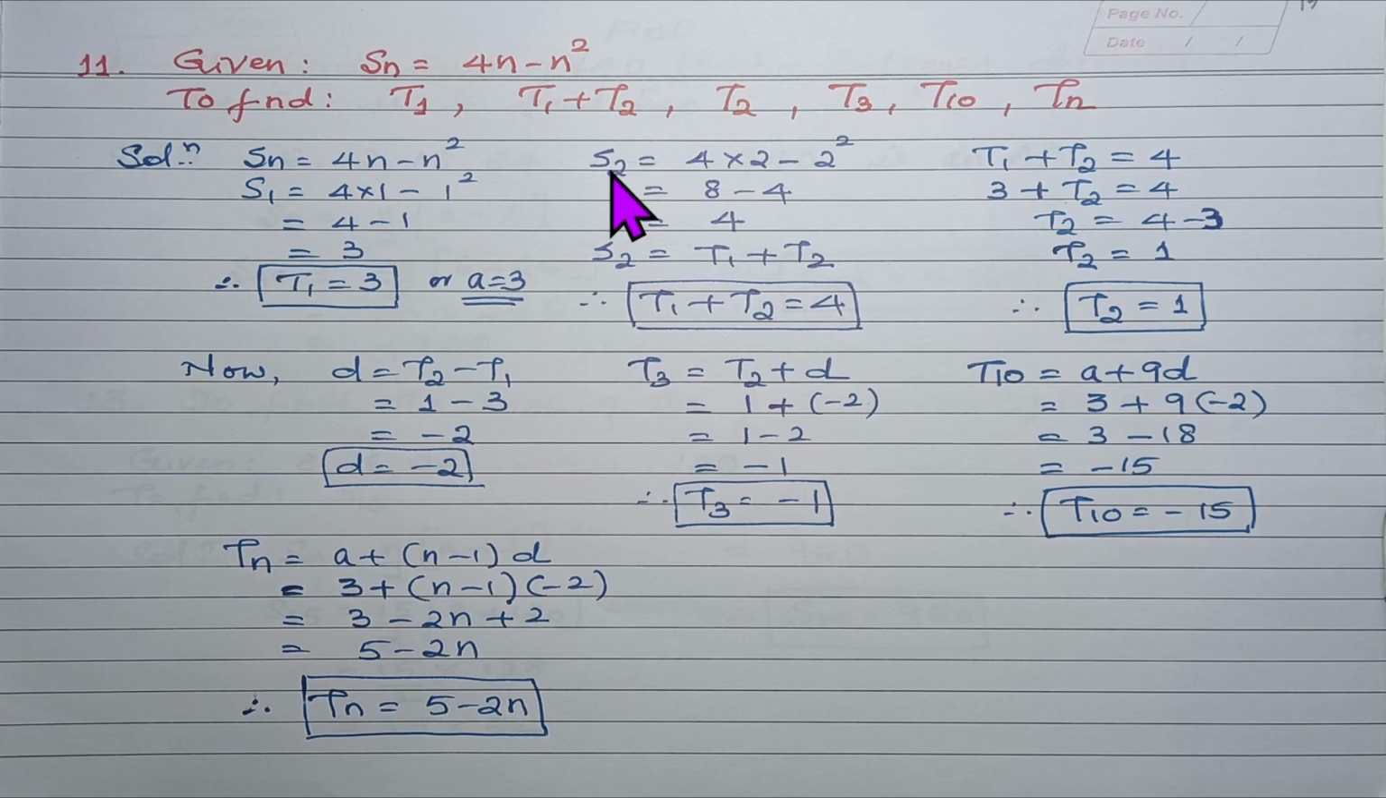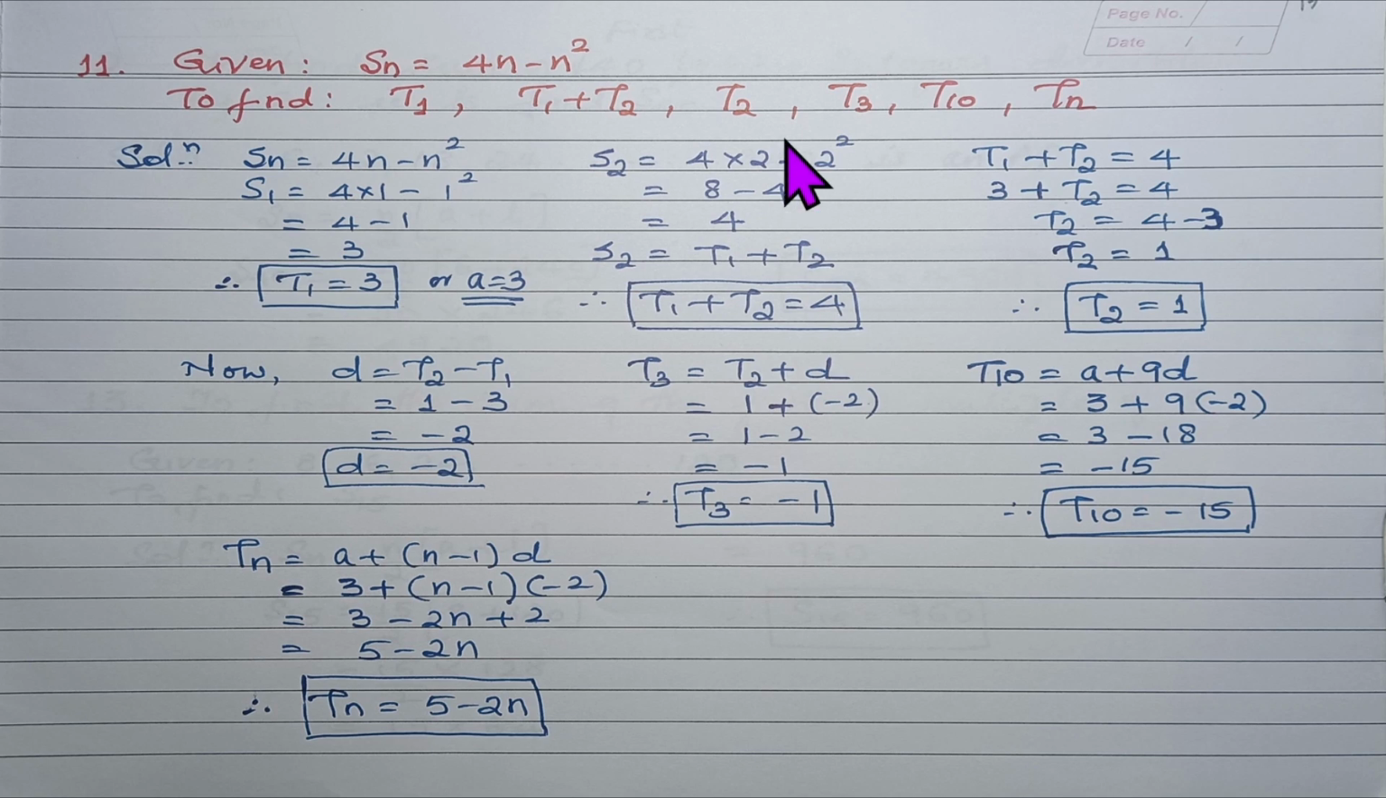Now to find S2, S2 is equal to, where n is there, put 2, so it will be 4 into 2 minus 2 square, 8 minus 4 is equal to 4, so we have got S2 is equal to 4, but you know that S2 is the sum of first two terms, therefore T1 plus T2 is S2, so T1 plus T2 is equal to 4, and that is what is T1 plus T2, and the answer is 4.